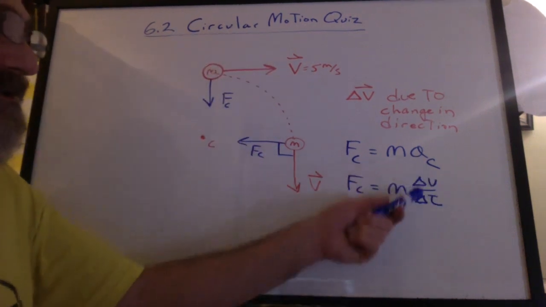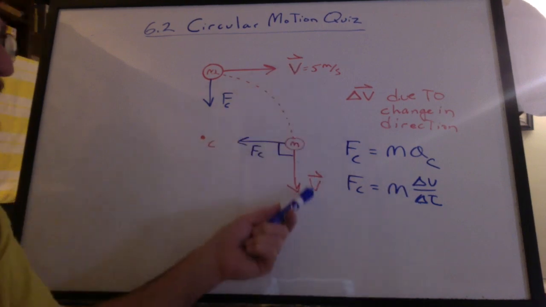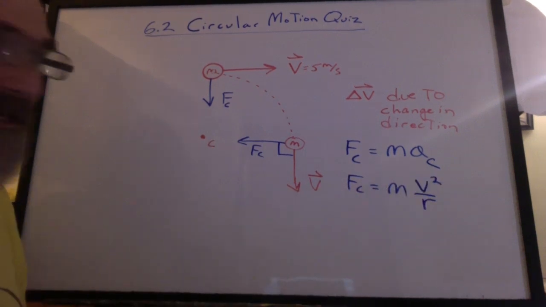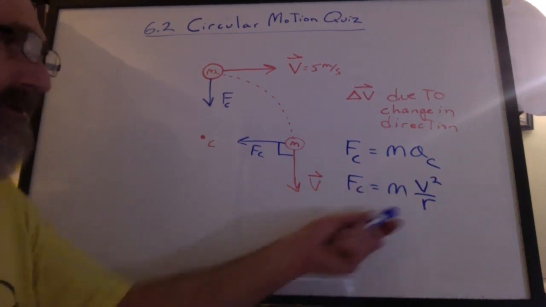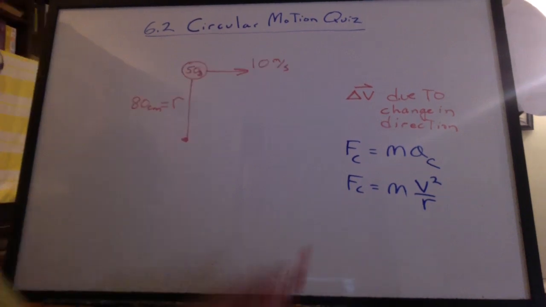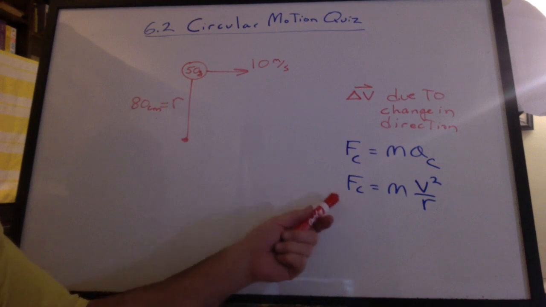The acceleration is a change in velocity over change in time, but like we said, it's not due to an increase in speed. That's due to a change in direction, which is equal to v squared over r. We derive that using similar triangles. And when you use this formula, you always have to identify what causes the FC.